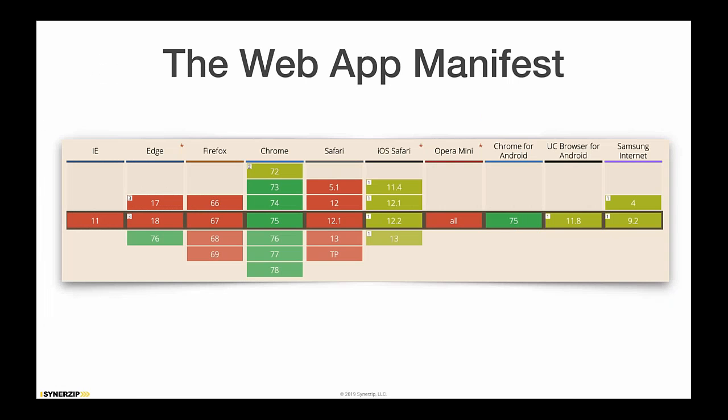Web App Manifest is supported by Chrome Desktop and Android, and also by iOS Safari. It's still not supported by Firefox, Edge, and Safari, but there are a few workarounds which can help us.